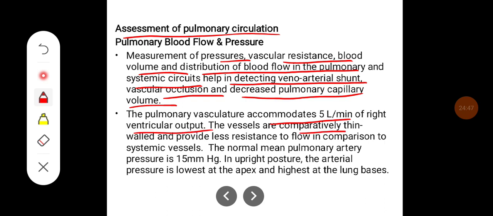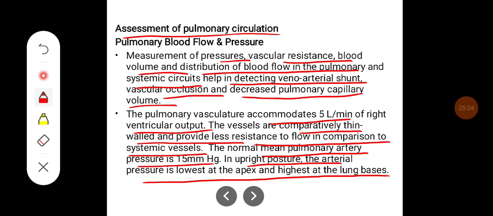The vessels are comparatively thin-walled and provide less resistance to flow in comparison to systemic vessels. The normal mean pulmonary artery pressure is 15 millimeters of Hg. In upright posture, the arterial pressure is the lowest at the apex and highest at the lung bases.